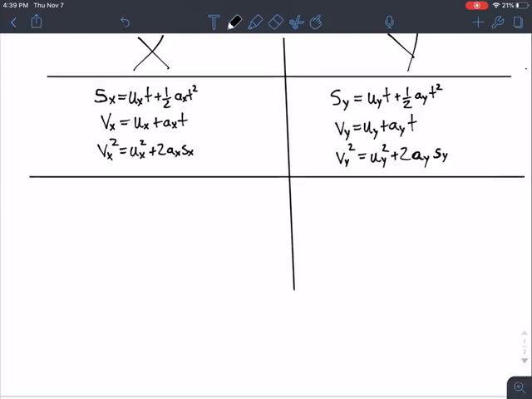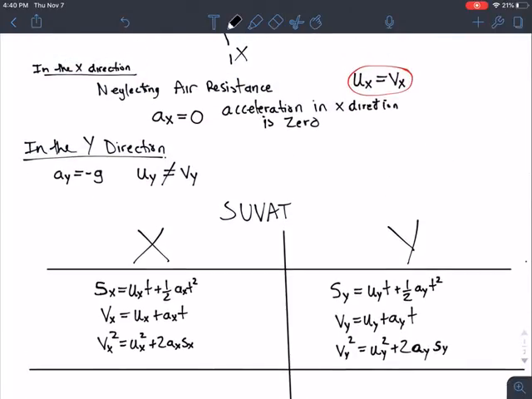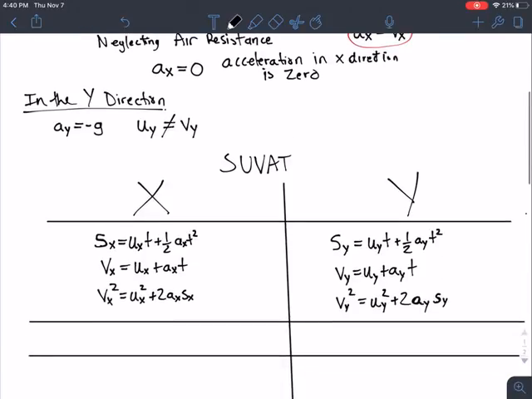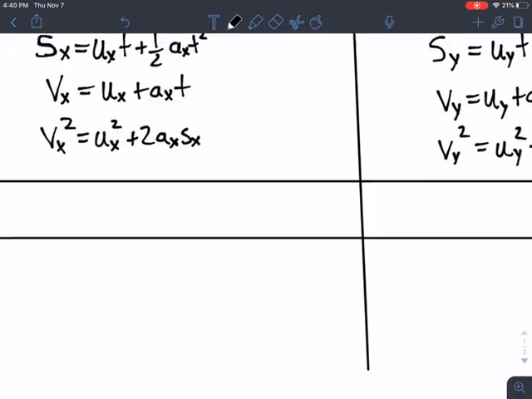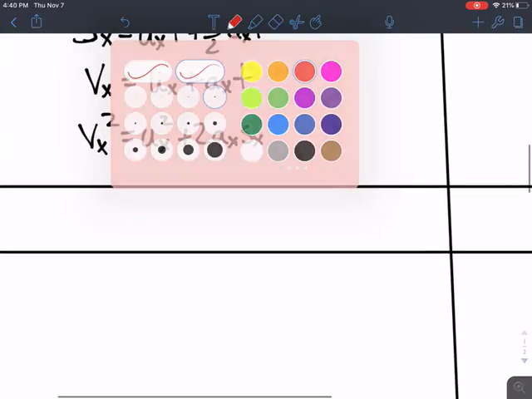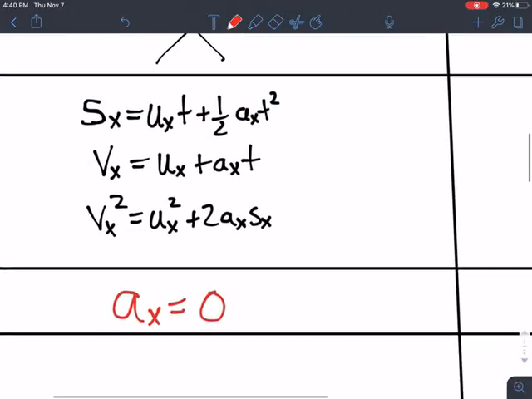Now what we'll do is we'll just look at those two rules that we just looked at up above. So we'll look at AX is equal to 0 in the x direction, and then we'll also look at AY is equal to negative G. And then what we'll do is just plug those into our equations and see how they affect them. So, for example, let's start in the x direction. So we said that AX is equal to 0. So how does that affect these three equations?